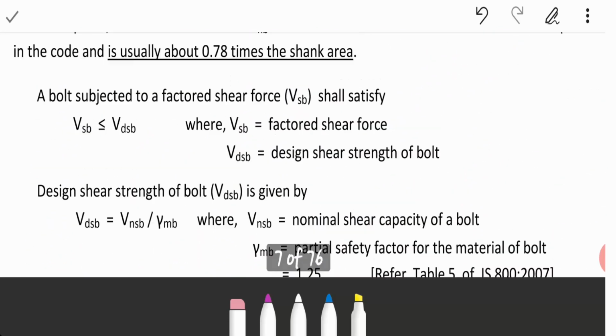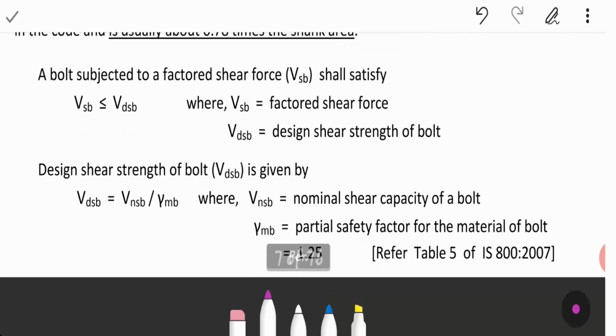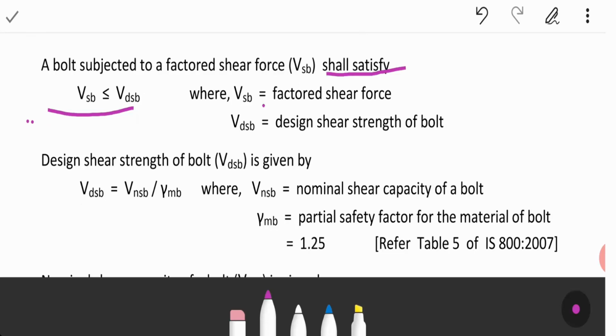Always remember, Vsb is less than or equal to Vdsb. What is Vsb? Vsb is the factored shear force. And Vdsb is the design shear strength of bolt. Right?